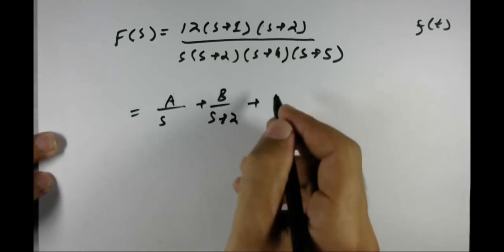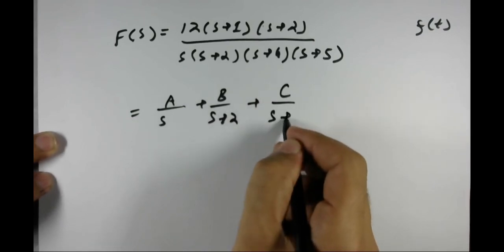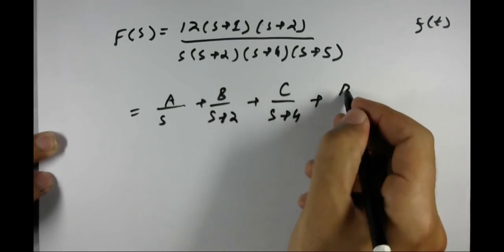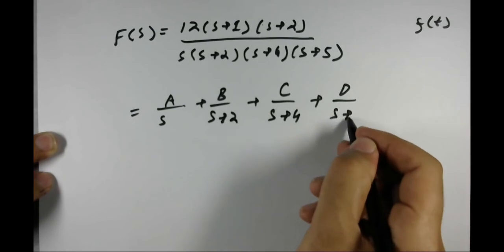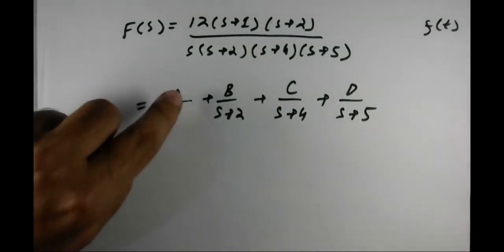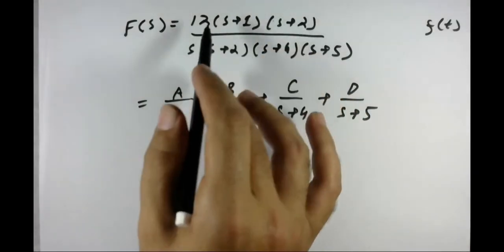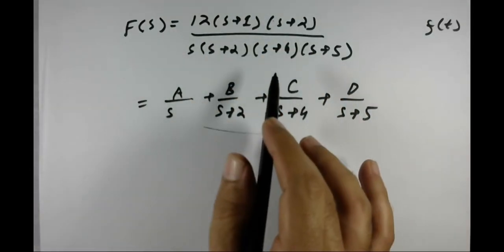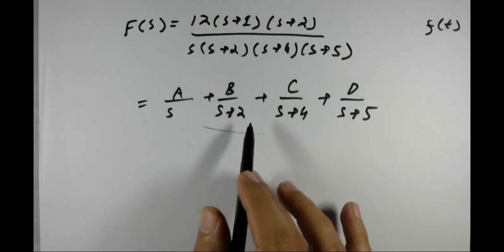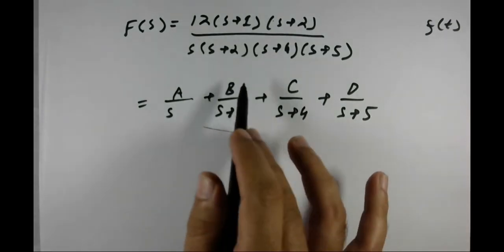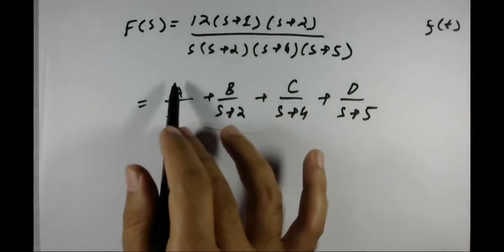For simple poles, it's really simple. Okay, this is (s + 4) over s(s + 2)(s + 4)(s + 5). Now I need to find out A, B, C, D. First multiply this whole equation by s, then put s equal to 0, and you will find the value of A.